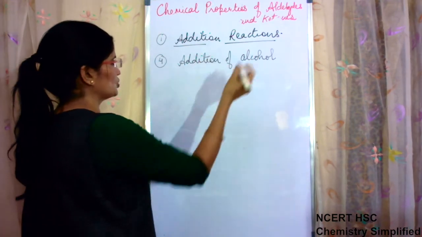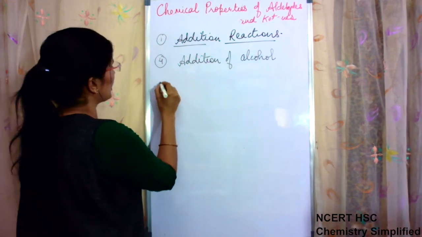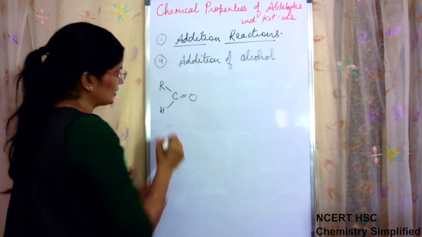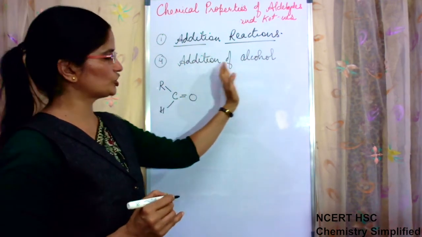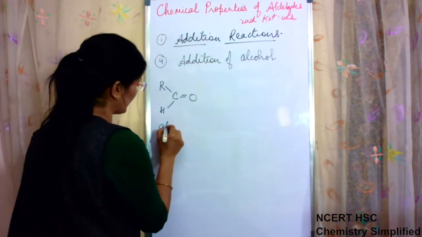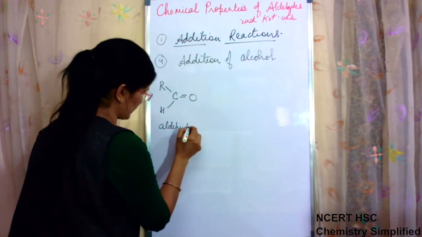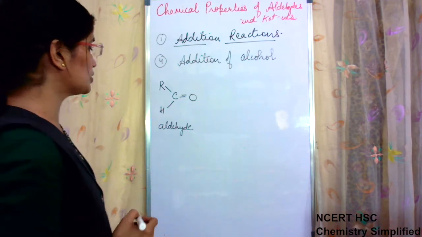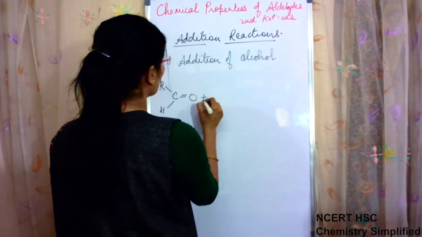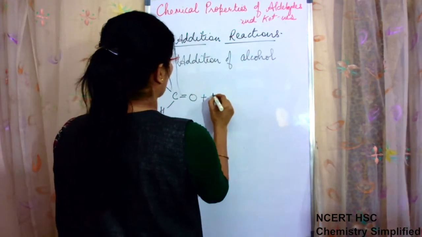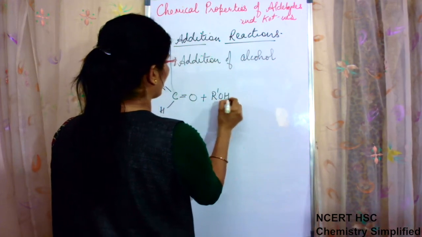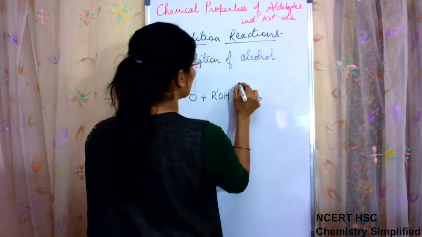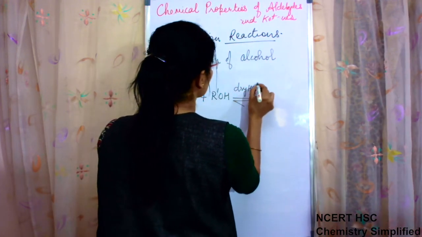Okay, so addition of alcohol, you see R C double bond O H. The reaction which I am writing, addition of alcohol, is for aldehyde only. This one which we are writing. Okay, this reaction is not given by ketones. Plus R dash OH. Alcohol is added. This type of reaction is reversible in presence of dry HCl gas.